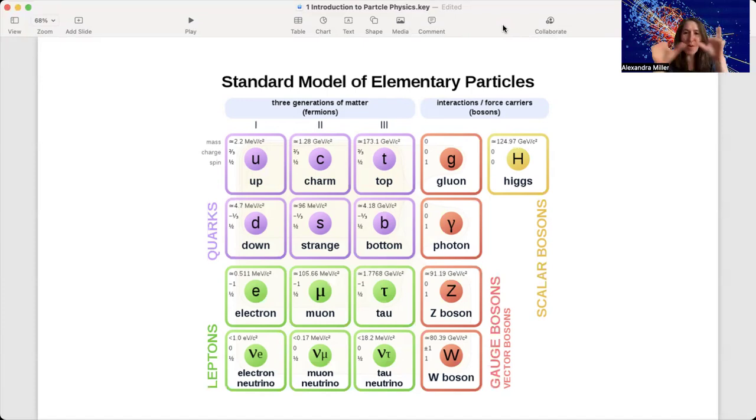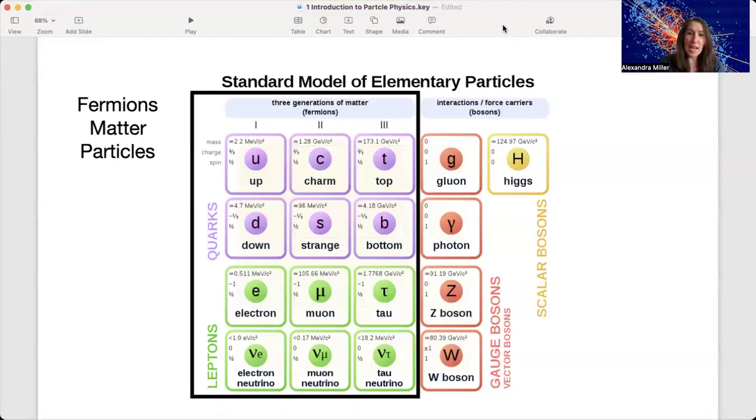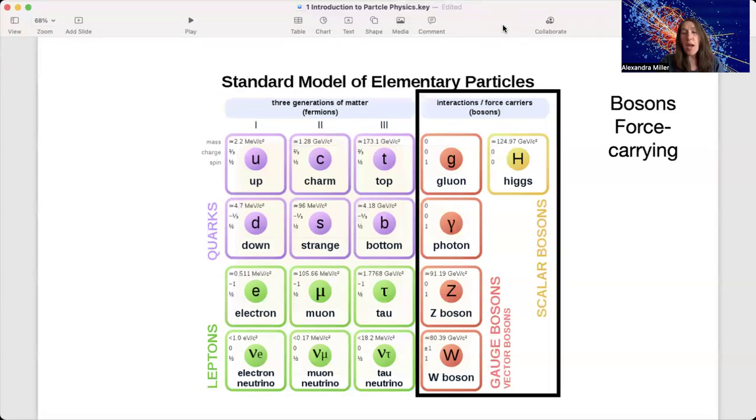So how are things organized here? On the left side, these particles that appear in purple, which are our quarks, and the particles which appear in green, which are our leptons, these together are our fermions. And these are sort of your matter particles. So the electron, which is probably the most familiar particle from the standard model, is a fermion, so it fits in this category. The right-hand side are our bosons.